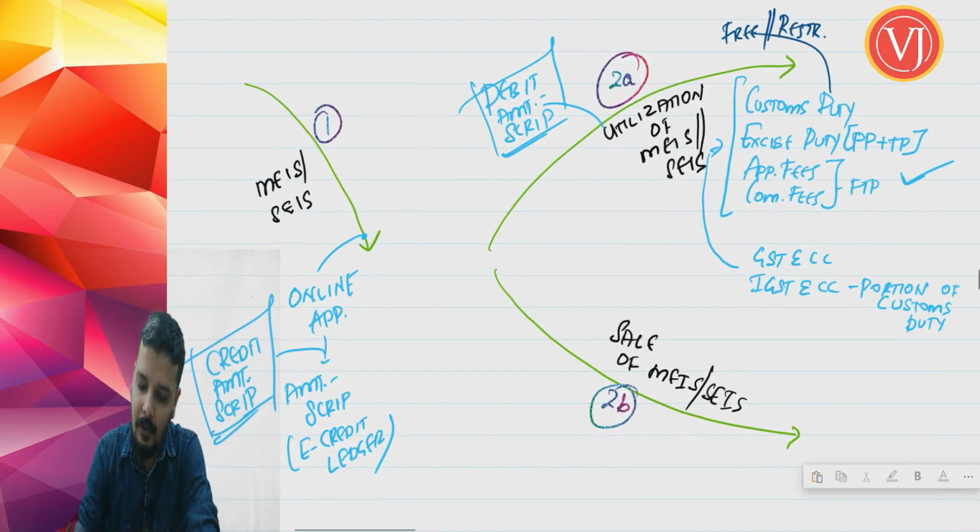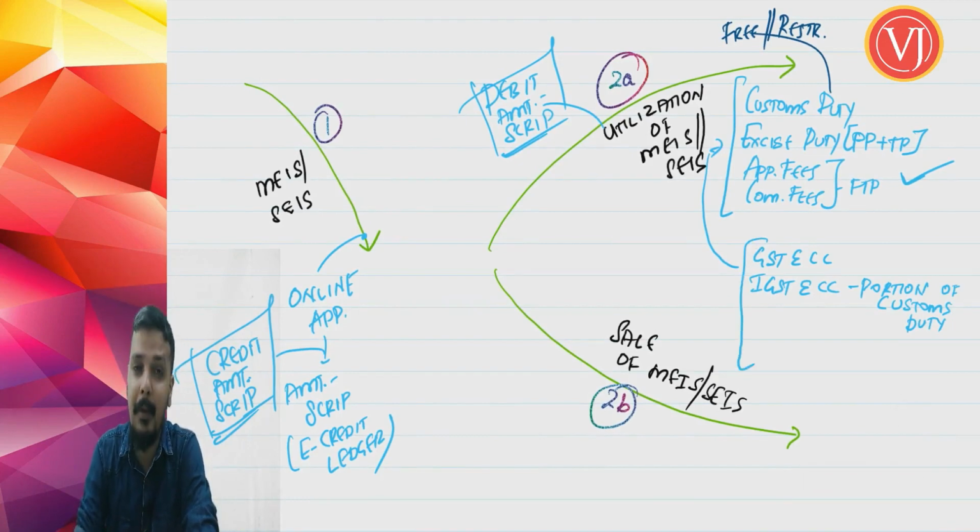You cannot use it for payment of interest and penalty. Even if it is interest and penalty on customs duty, you cannot use the scrip for payment of interest and penalty. So you cannot use the scrip for these payments.